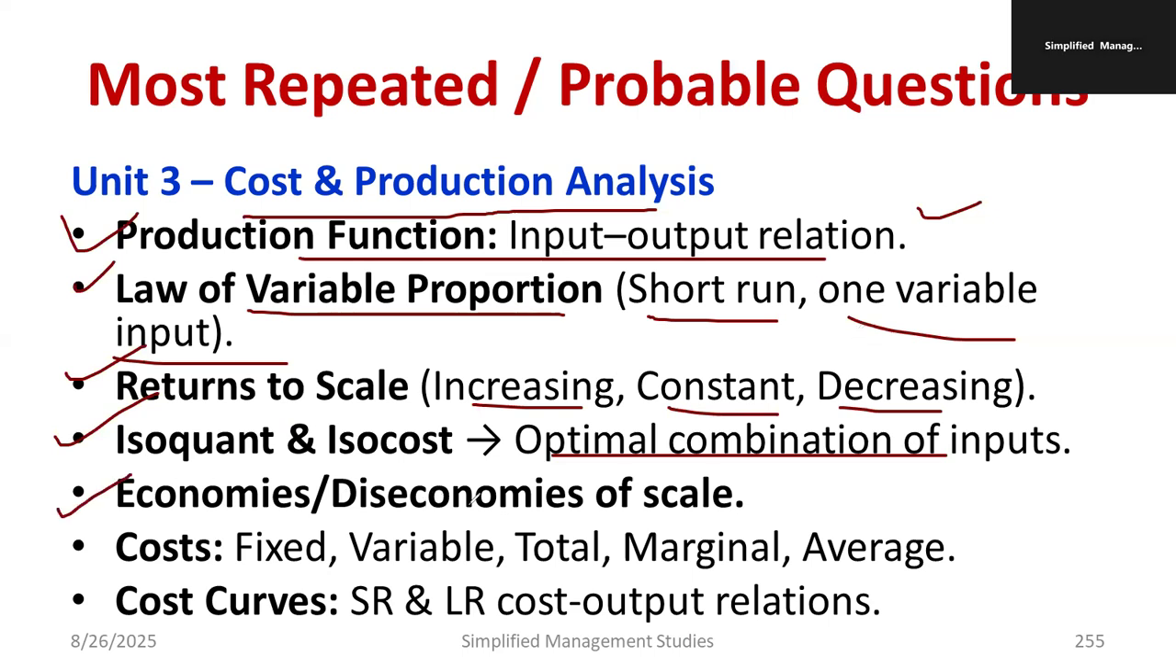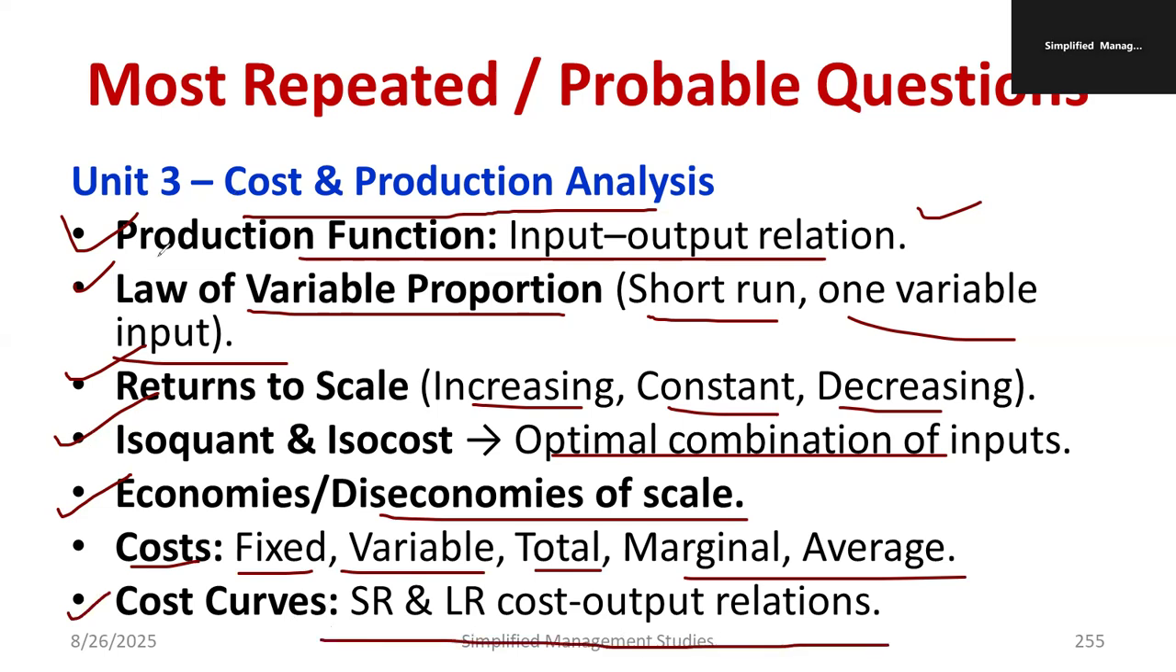So economies and diseconomies of scale, that is also important. What are the different types of cost? Fixed cost, variable cost, total cost, marginal, and average cost. Similarly, cost curves. Then SR and LR output relations. These are the most important questions from unit number 3.